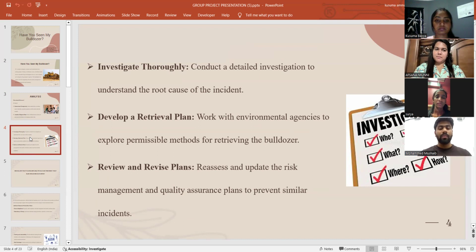Investigate thoroughly. Conduct a detailed investigation to understand the root causes of the incident. This involves re-evaluating the risk management and quality assurance processes that were in place.